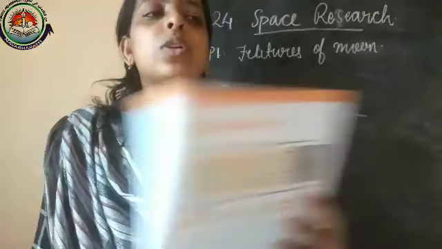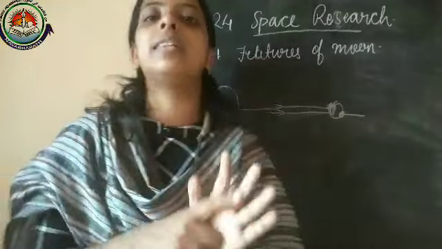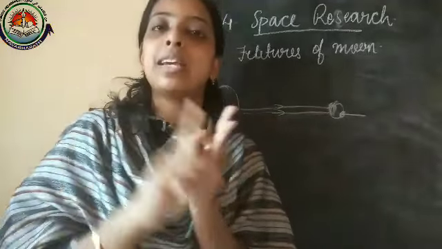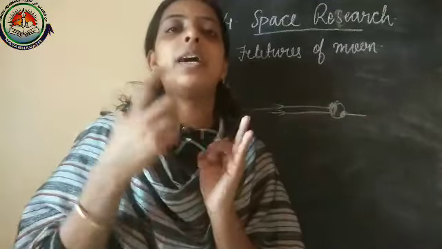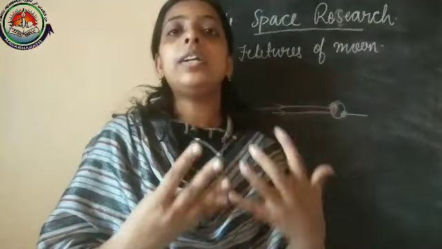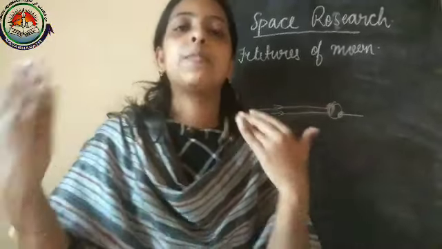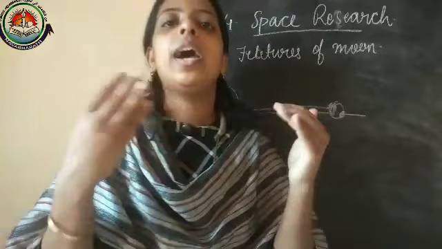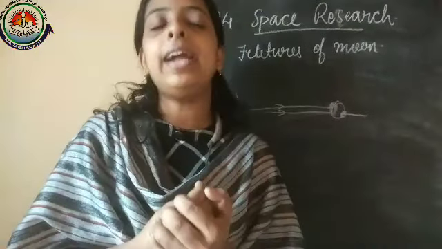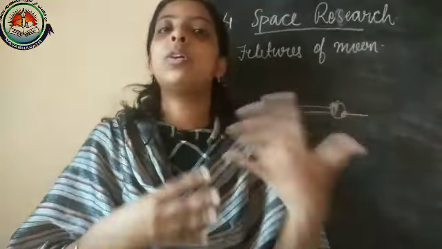So that's all about our 24th block, first, second and third lessons. In the first lesson we discussed the features of the moon. In the second lesson, we learned about when humans started the first expedition to the moon. And in the third lesson we learned about artificial satellites, and we described all those things elaborately, so I am not concluding again.